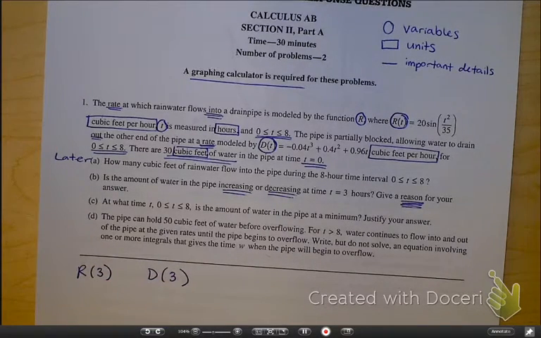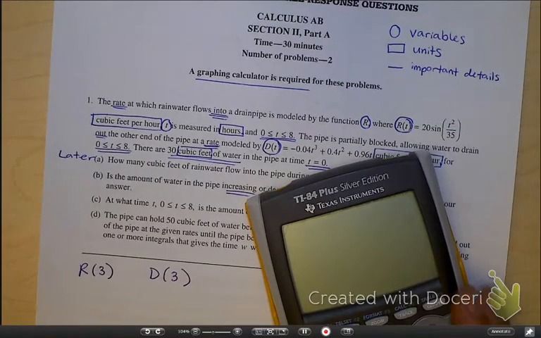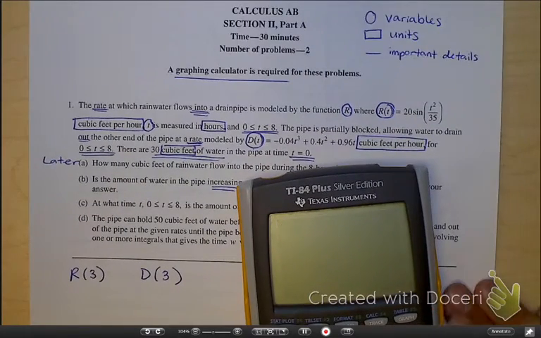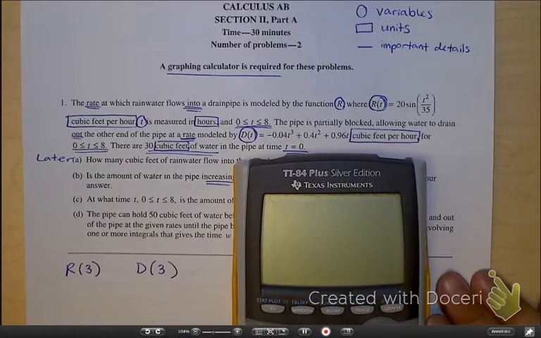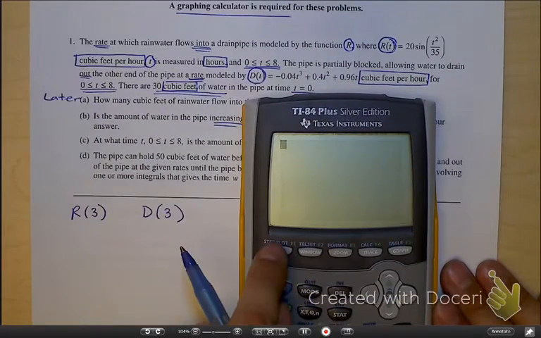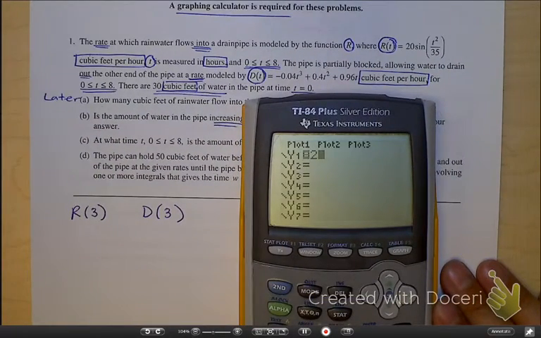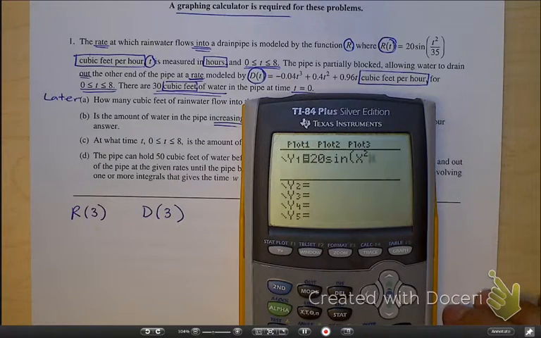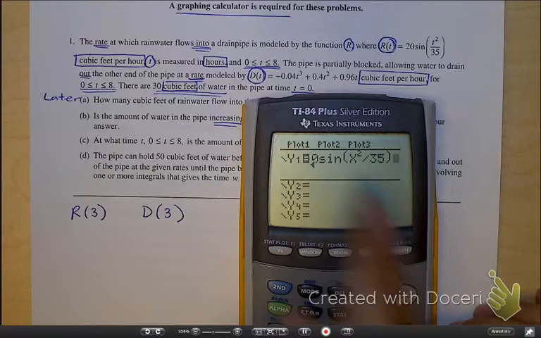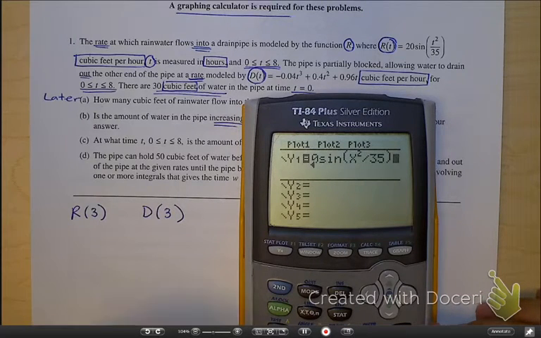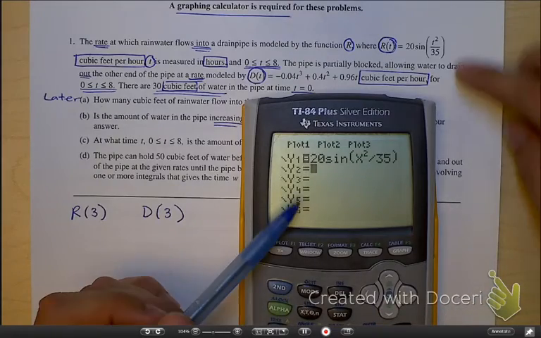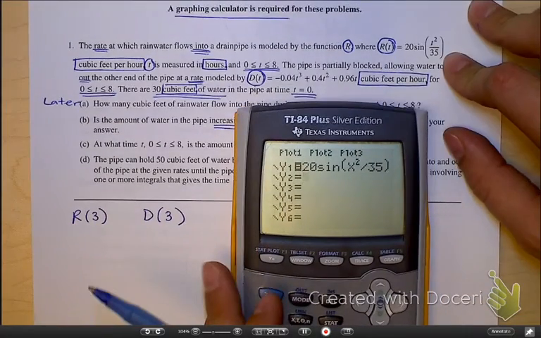So we're going to get our graphing calculator, because again, we are not expected to figure this out by hand. And we're going to plug both of these functions into our graphing calculator. So I have in y equals 20 times sine of t squared, or in this case x squared, divided by 35. And again, don't forget to always make sure your calculator is in radians, not in degrees. And then I also want to know, that's the rate that it's flowing into the pipe.